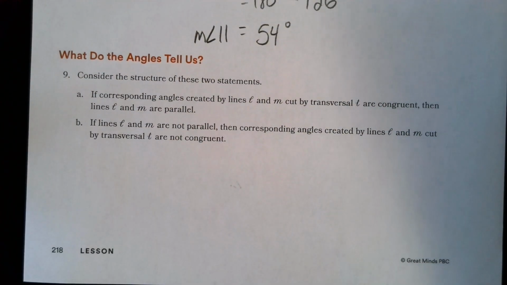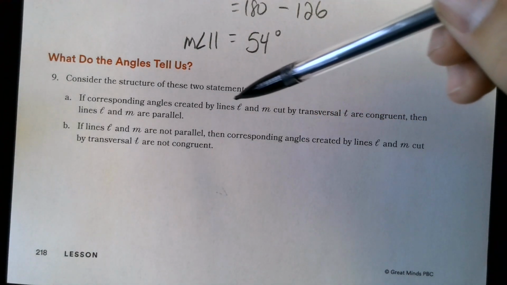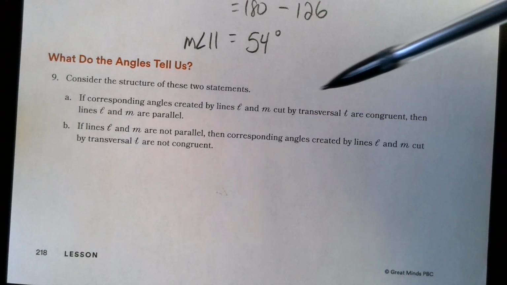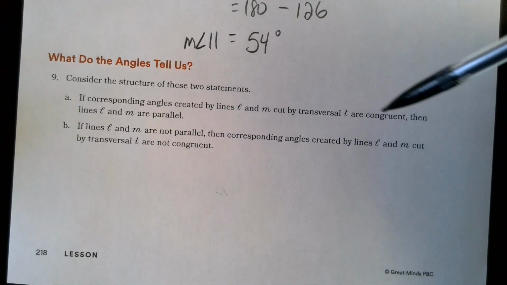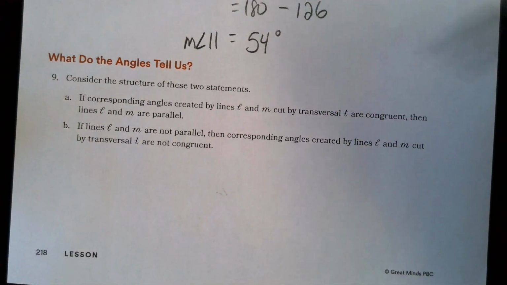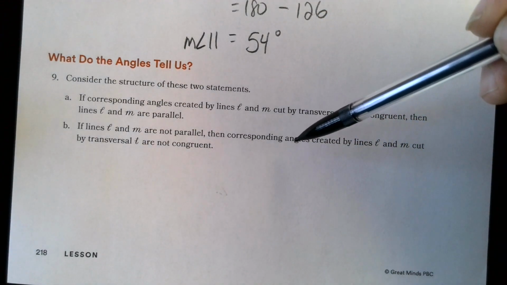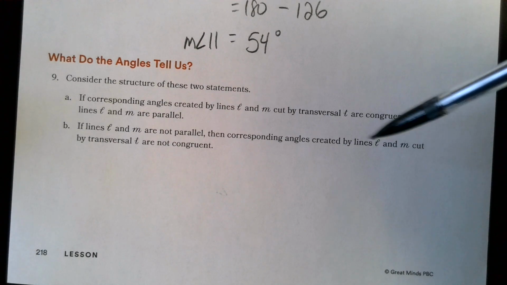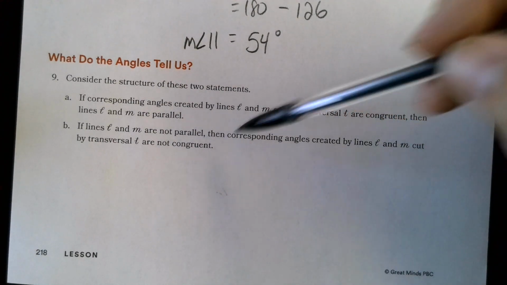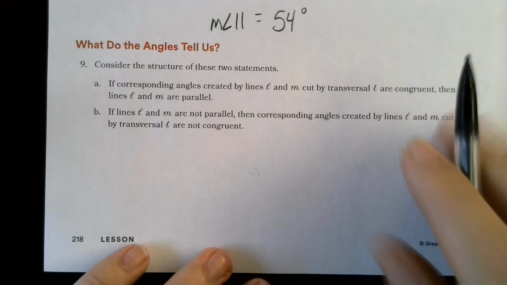Number 9 is not necessarily a question, just some statements to give us some information here. It says, if corresponding angles created by lines L and M cut by transversal T are congruent, then lines L and M are parallel. If lines L and M are not parallel, then corresponding angles created by lines L and M cut by transversal T are not congruent. What this is saying is, if you have your corresponding angles that are congruent.